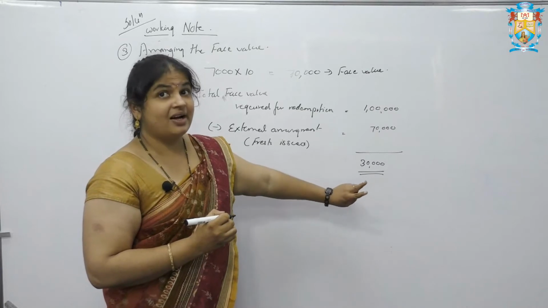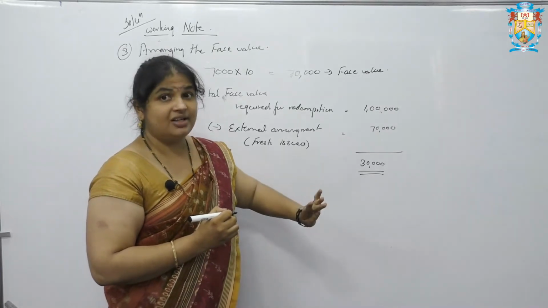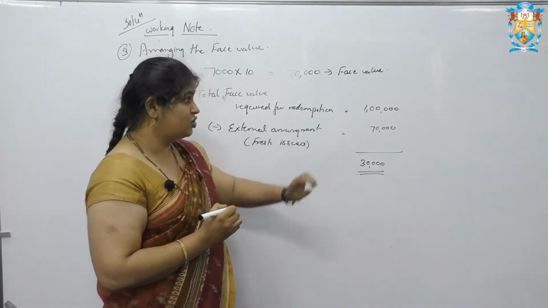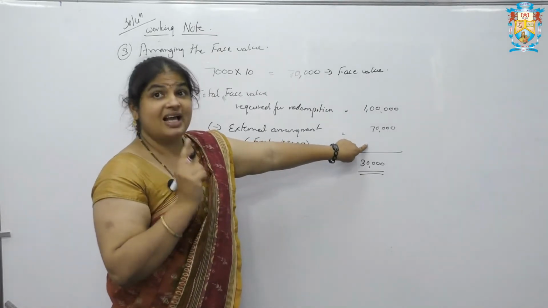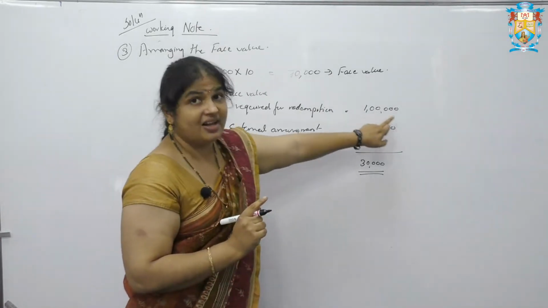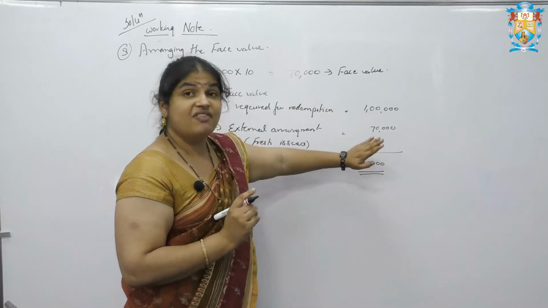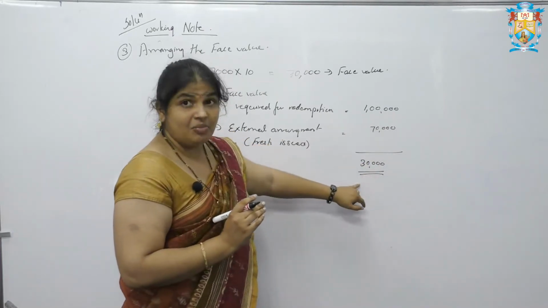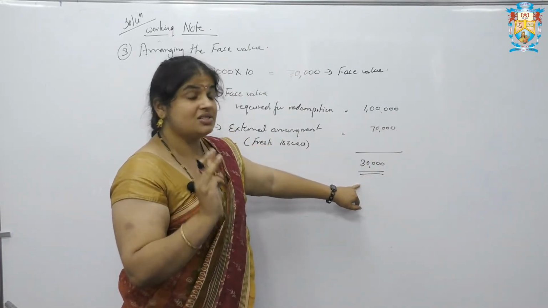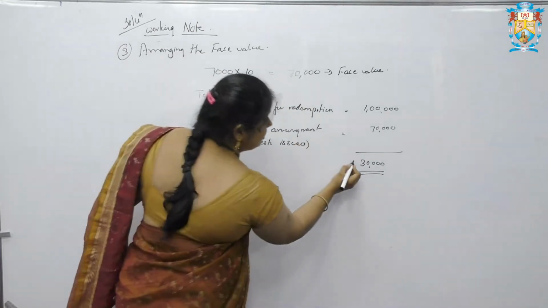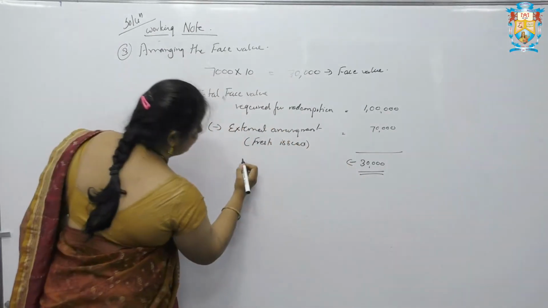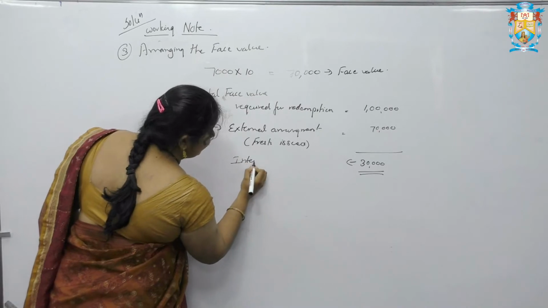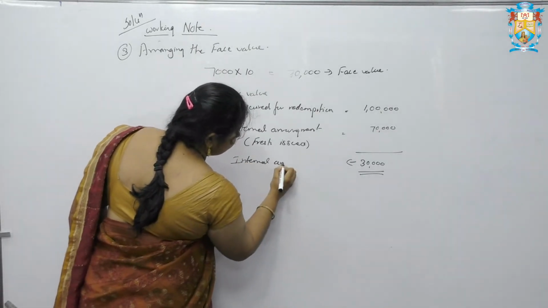As I said, there are two sources of arranging. One is internal arrangement, the other one is external arrangement. Here in the first point, they have done the external arrangement. They have collected 70,000. So here the fund is not sufficient. What is the remaining amount required? 30,000 is the remaining money required. For this 30,000, what will the organization do? The organization will go for internal arrangement.